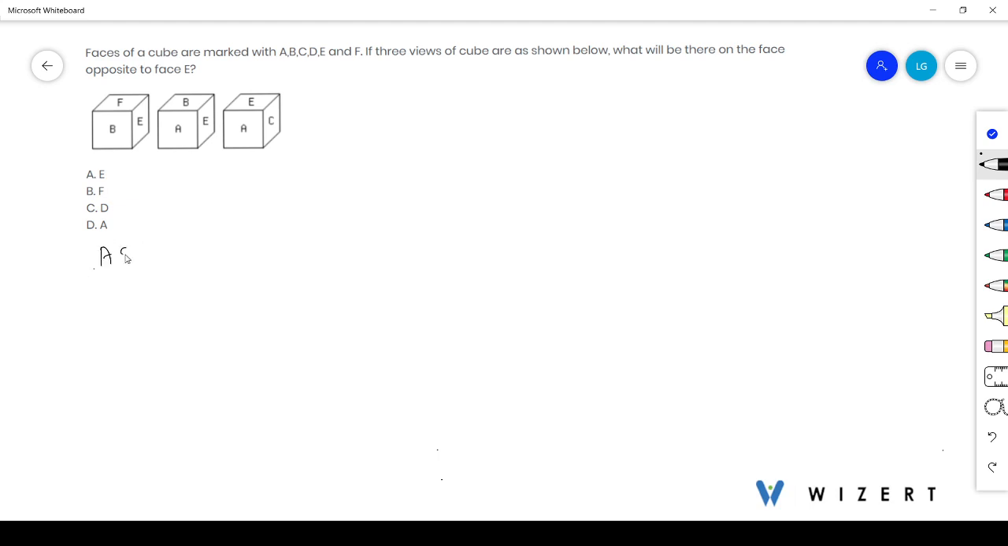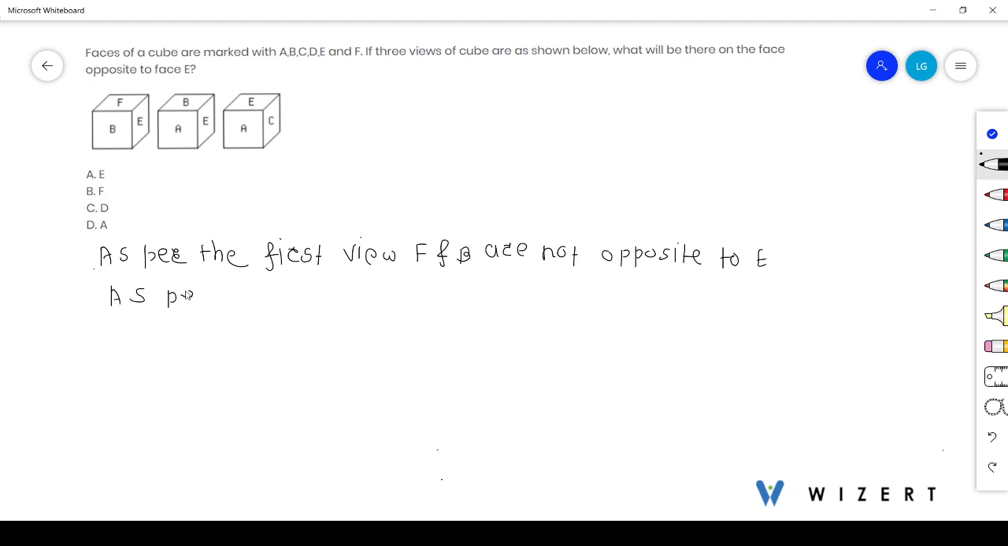Here we can observe, as per the first view, F and B are adjacent to E. That is, these are not opposite to E.